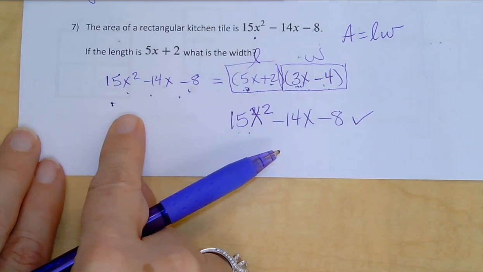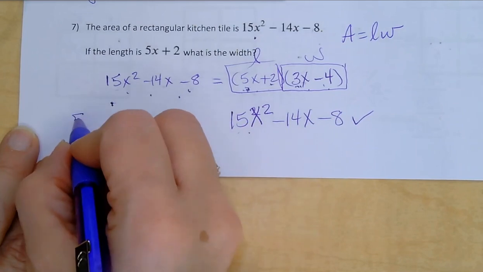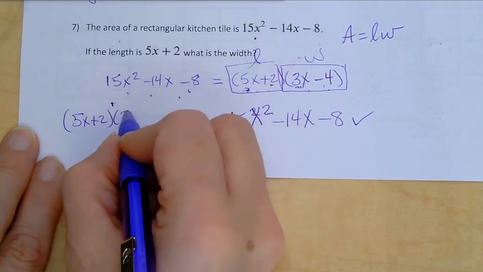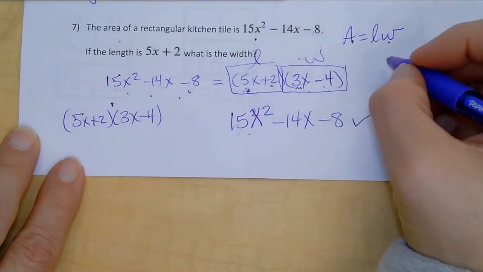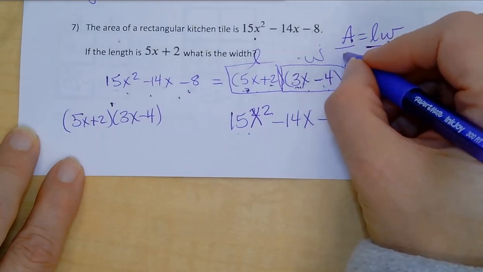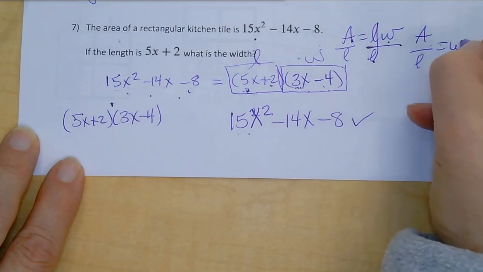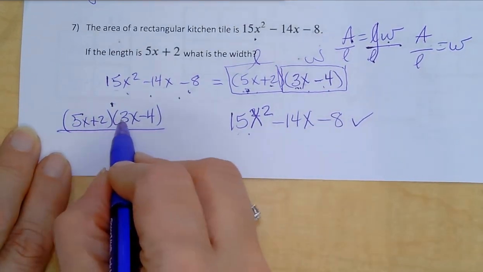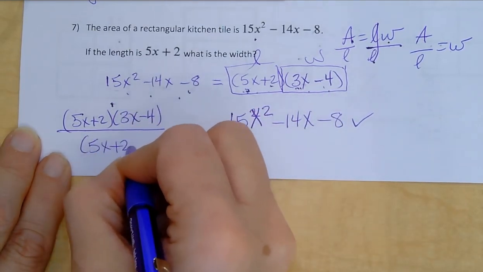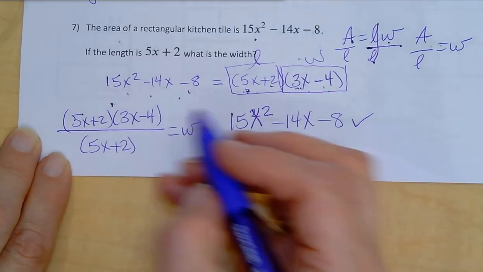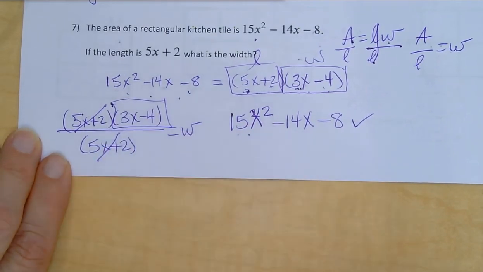You also could take that area and factor it. If you factor that, you're going to say that you got 5x plus 2 times 3x minus 4. If you factor that, that's what you get, right? You know if area equals length times width, and you're looking for width, you can divide each side by length, right? So you know area divided by length equals width. So this is area divided by length equals the width, right? Anything divided by itself is 1, so I'm left with just 3x minus 4. So there's more than one way to get your answer, but 3x minus 4 is your width.